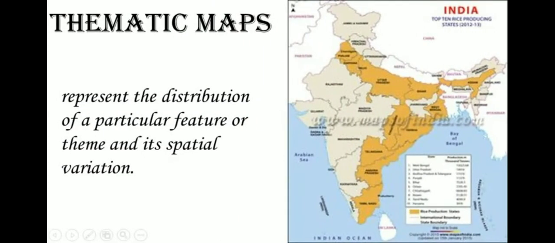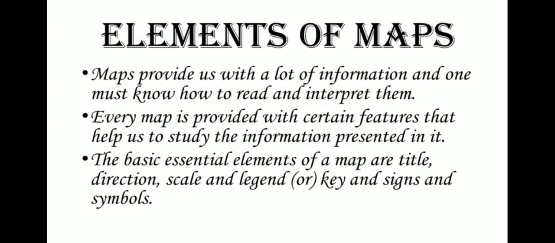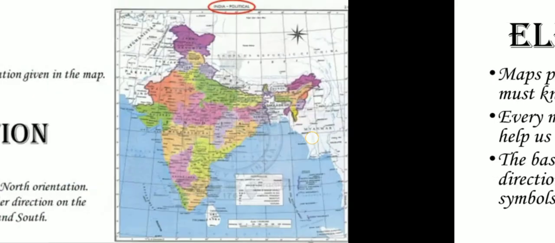Thematic maps represent the distribution of a particular feature or theme and its spatial variation. Elements of maps. Maps provide us with a lot of information and one must know how to read and interpret them. Every map is provided with certain features that help us to study the information presented in it. The basic essential elements of a map are title, direction, scale, legend or key, and signs and symbols. Title.